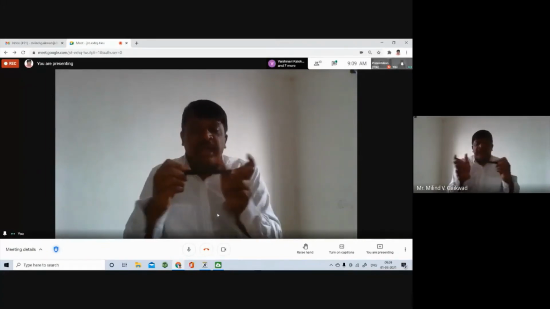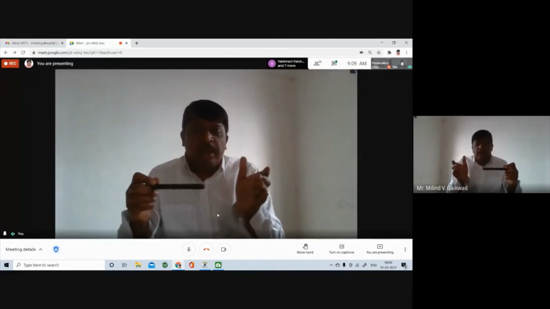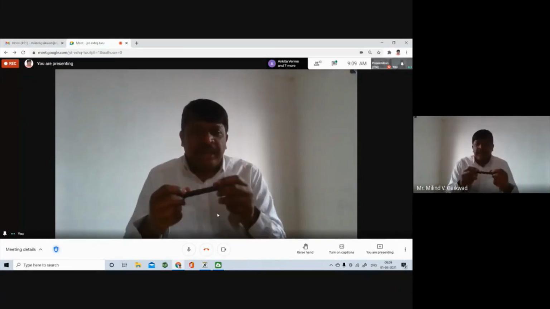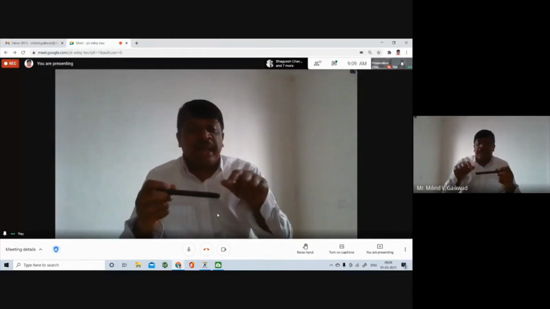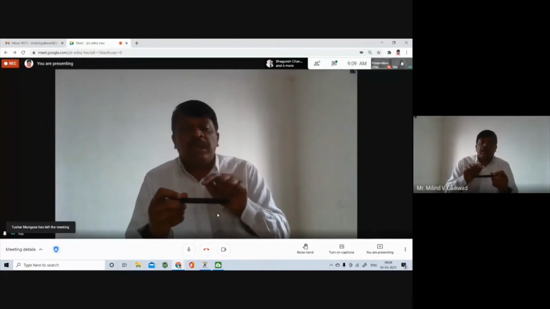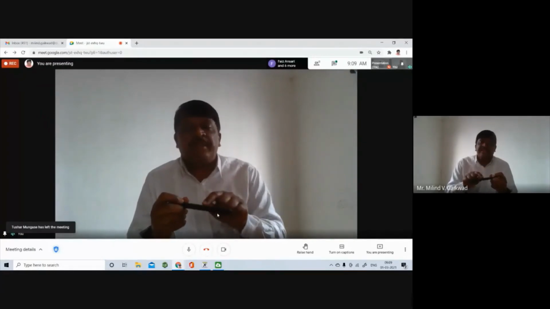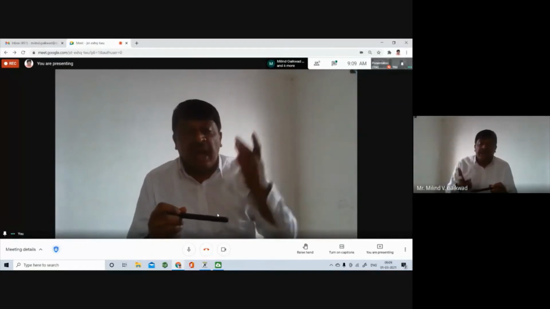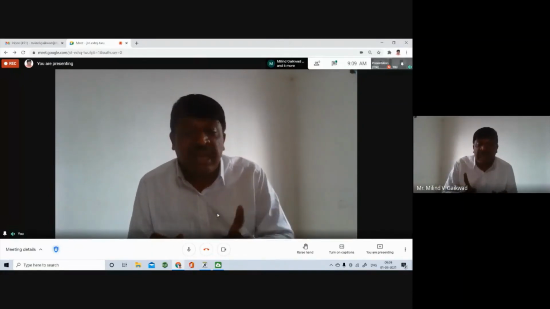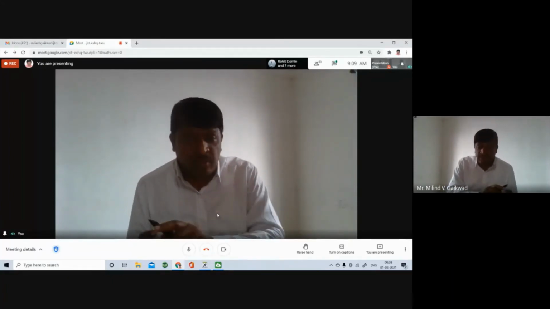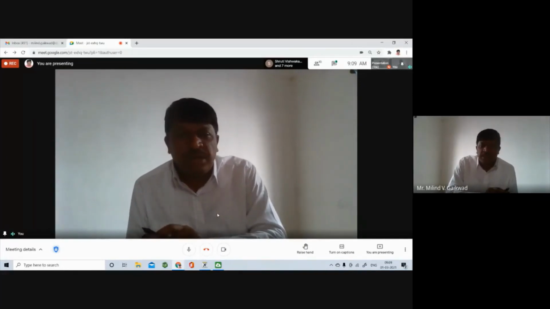Vibrational: here the bond undergoes an increase or decrease in length, or it undergoes bending. And rotational is like this. Electronic: the electrons in the bond undergo excitation from the ground state to the excited state, which requires more energy and is present in UV spectroscopy. We have seen the types of transition.